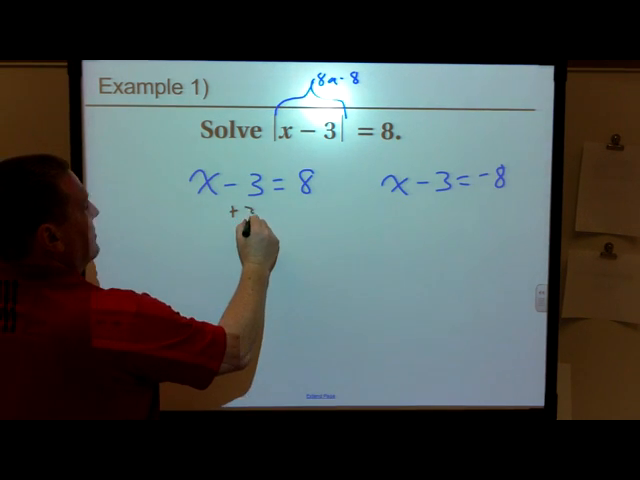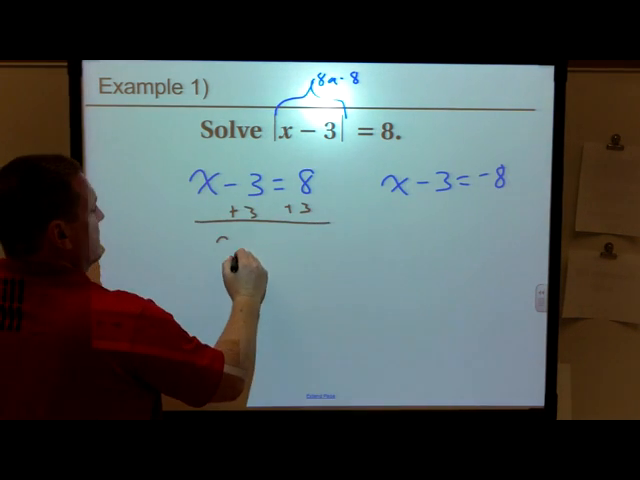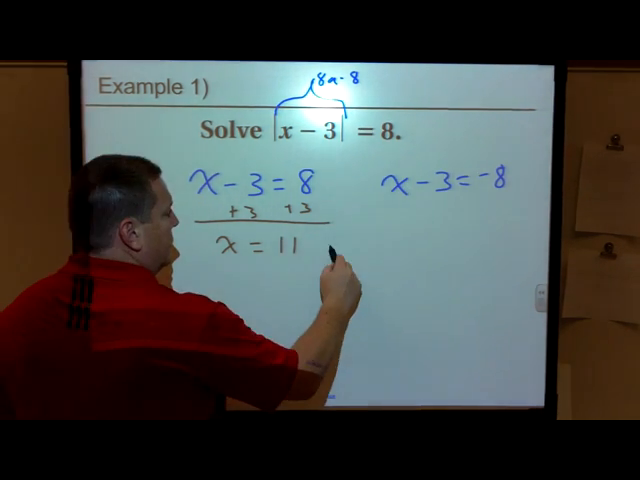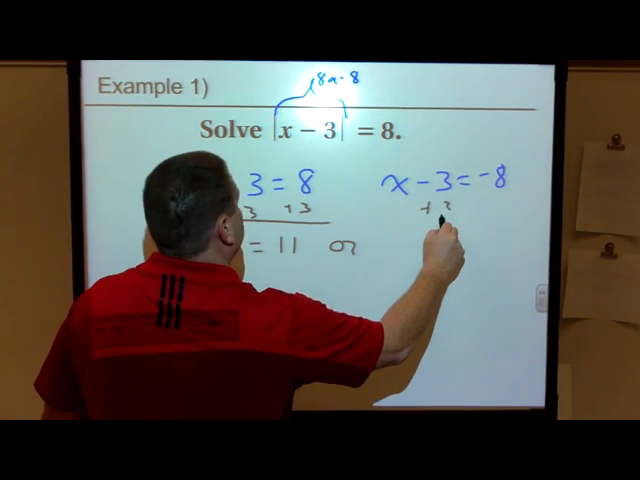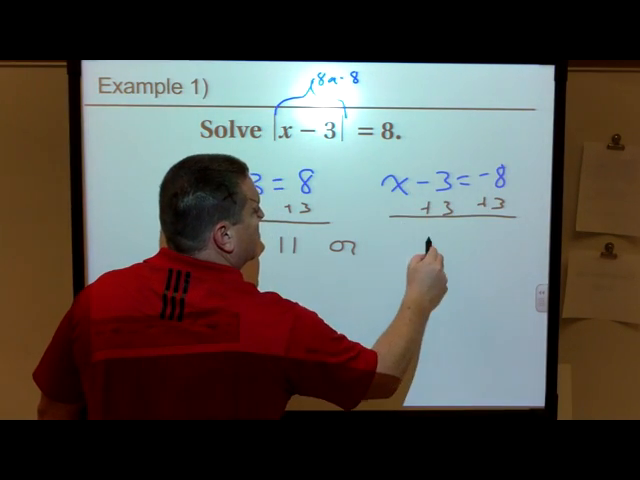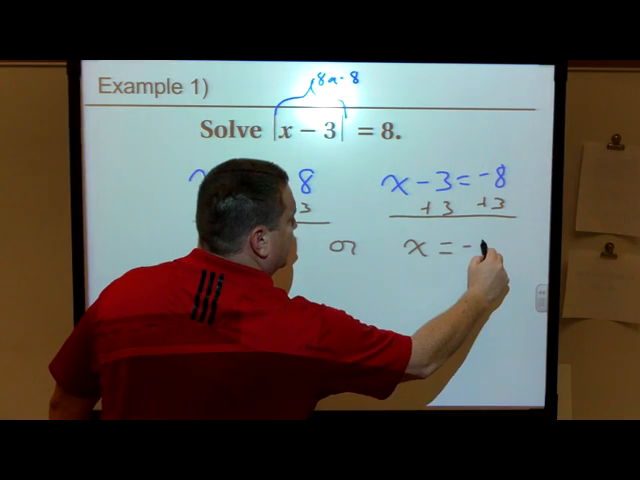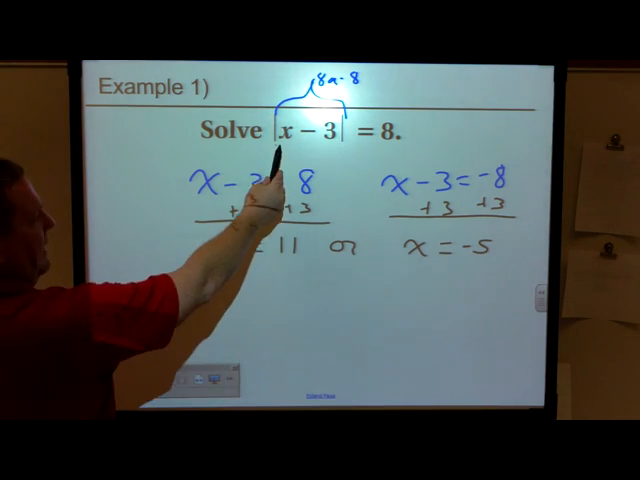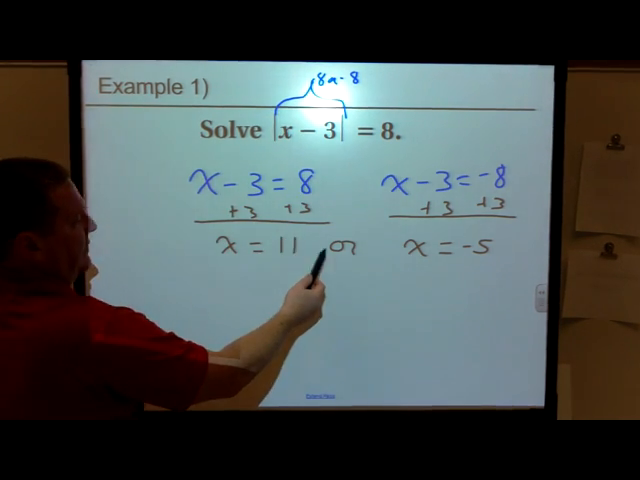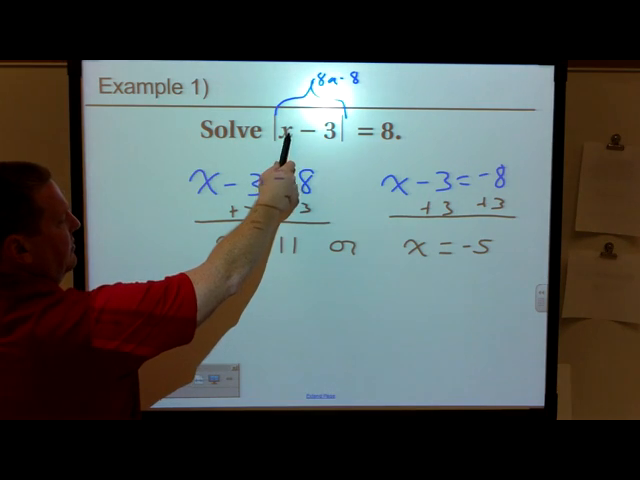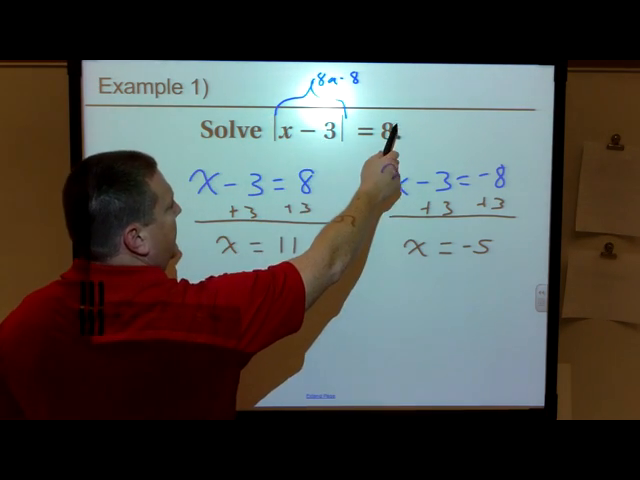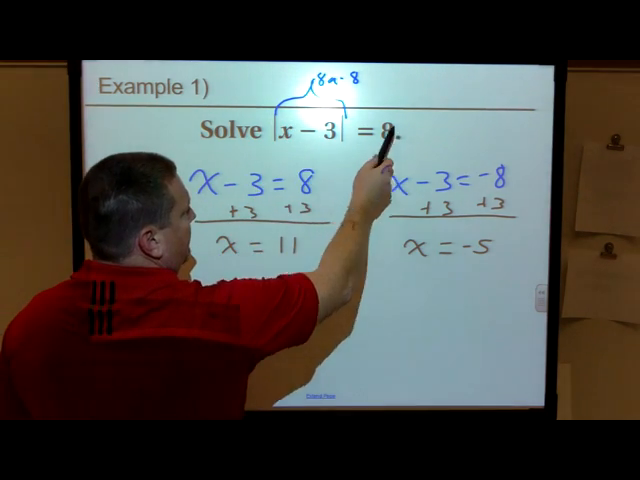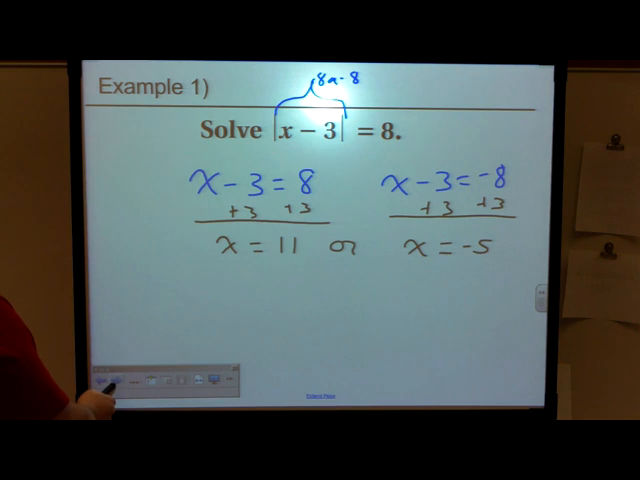So we're going to add 3 to both sides so that x will end up equaling 11 is one possibility. Or add 3 to both sides and x ends up equaling negative 5 is our other possibility. So the value here for x could either equal 11 or it could equal negative 5. So 11 minus 3 is 8. Absolute value of 8 is 8. Negative 5 minus 3 is negative 8. And the absolute value of negative 8 is still 8. So it works for both.